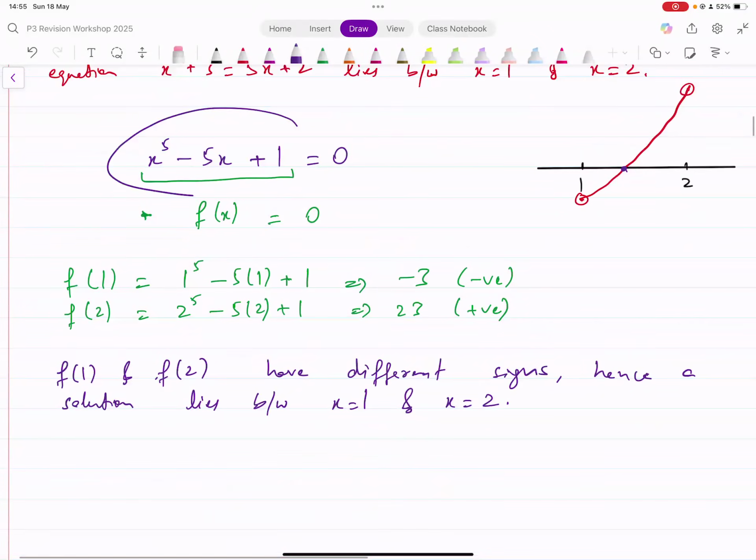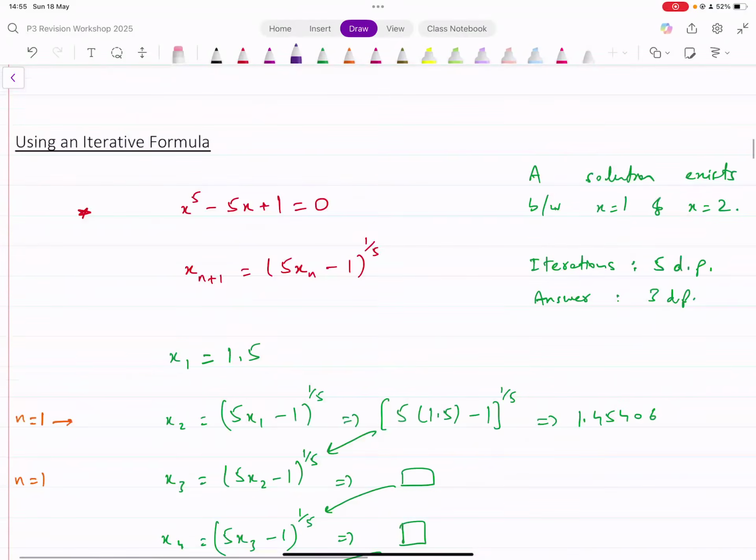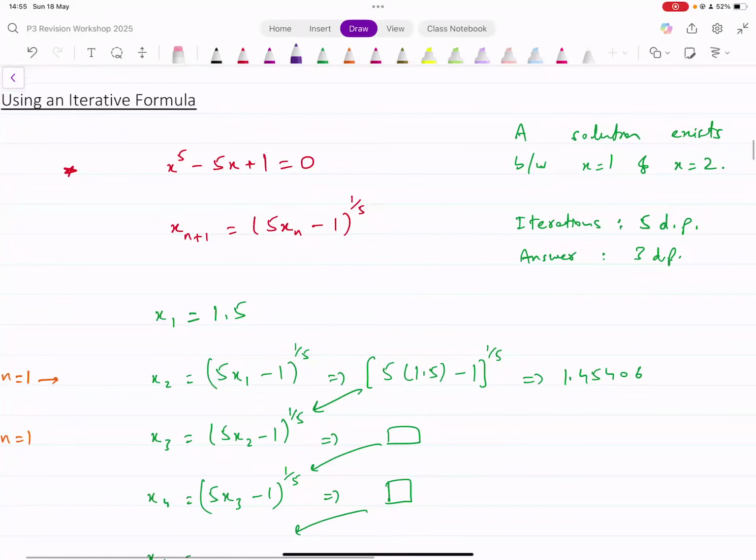We have already proved that the solution of this equation is going to be between 1 and 2, right? The solution is between these two values. Now, what exactly that value is, we have to find that out, okay? Now, for this, let's say we know this iterative formula that they've given. We will use this iterative formula to find the solution. Now, how does this formula work?